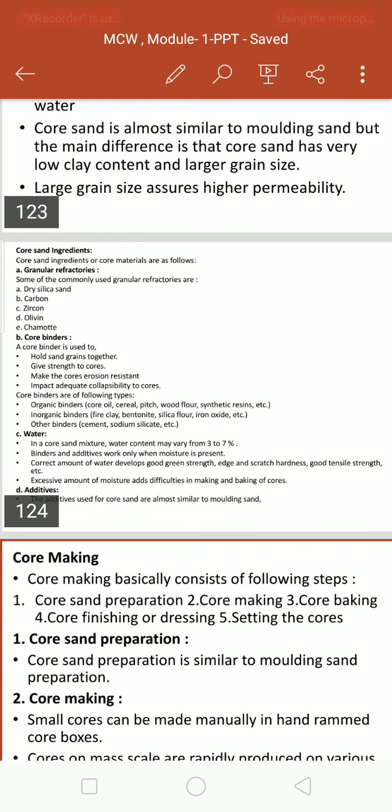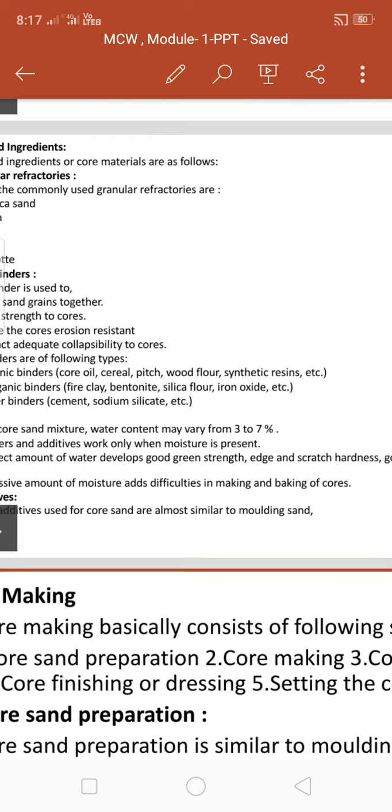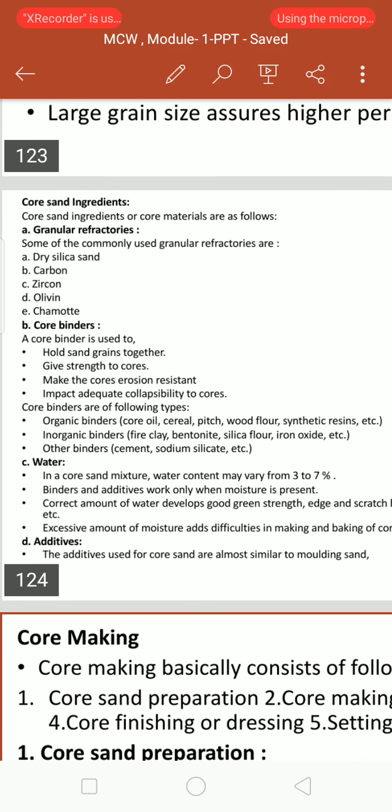Core sand ingredients are granular refractories. Commonly used granular refractories are dry silica sand, zircon, olivine, and chromite, which are the synthetic sands normally used for making cores.